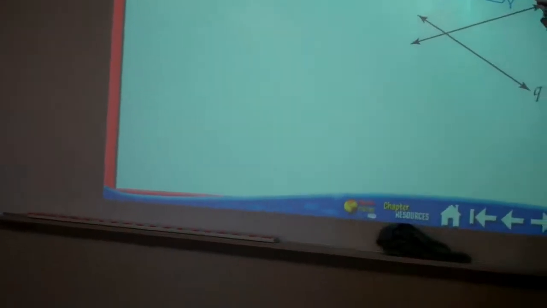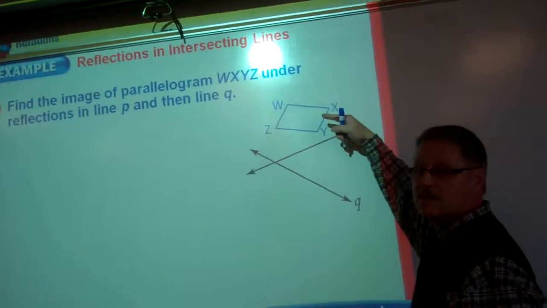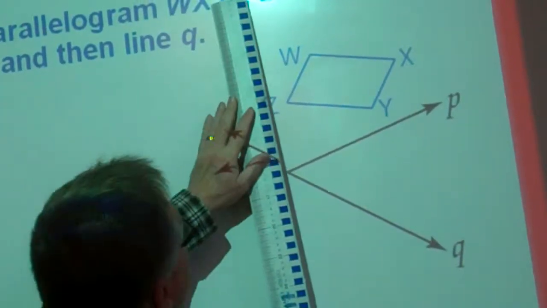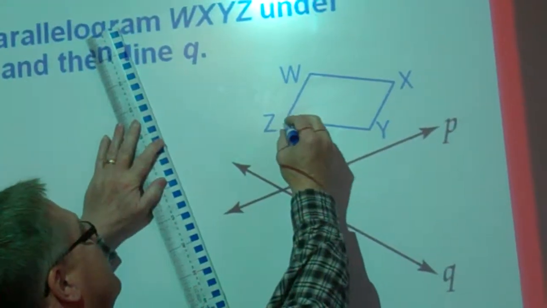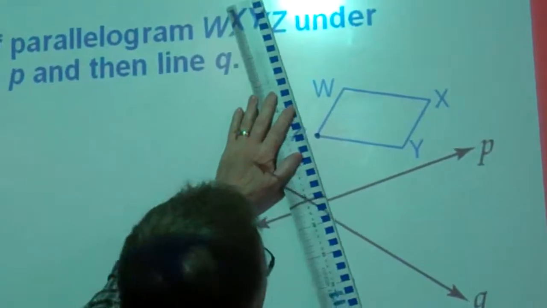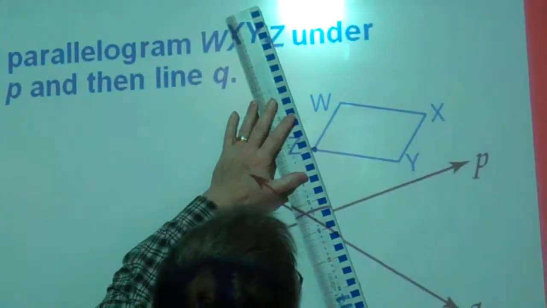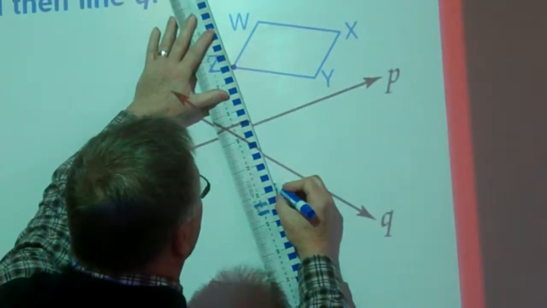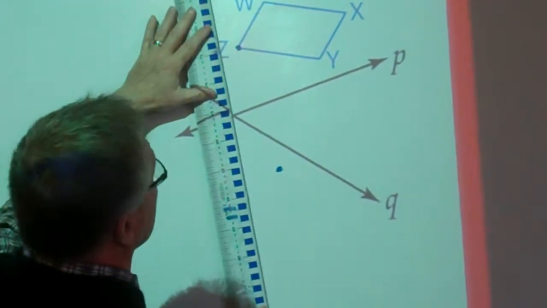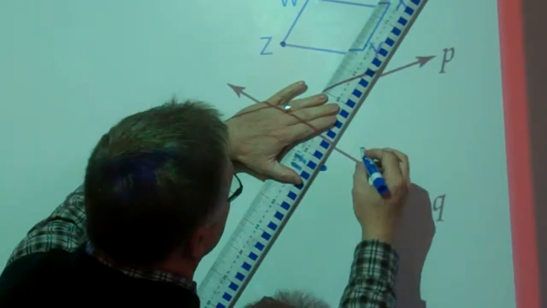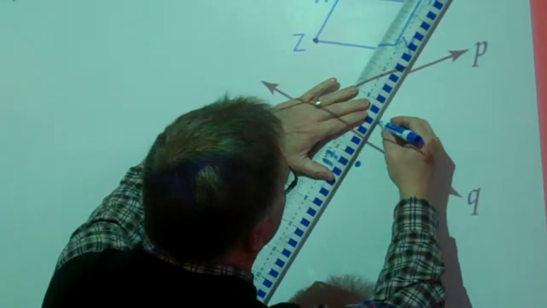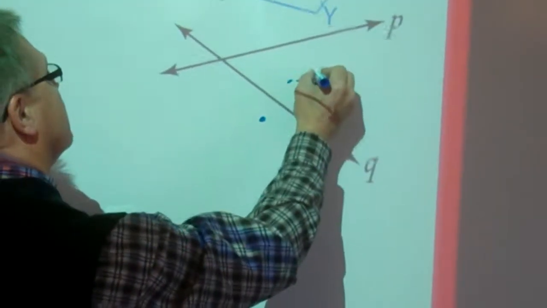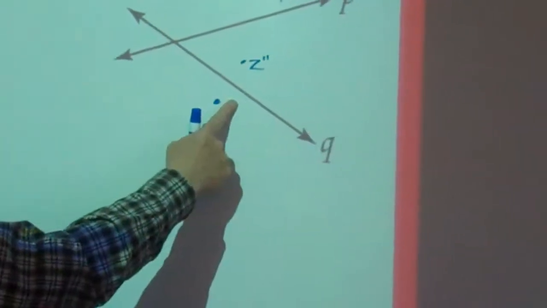I'm going to reflect it across P and then across Q. I'm looking at point Z. And I'm thinking if you go across P, point Z would land about here. And then if you go across line Q, it would land about here. So I'm going to put Z double prime right there and erase that.